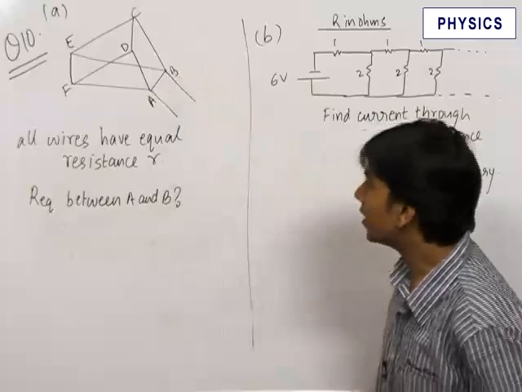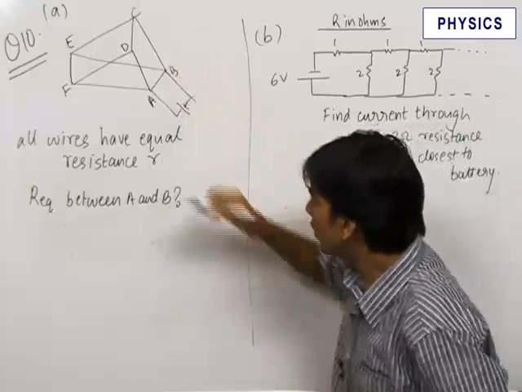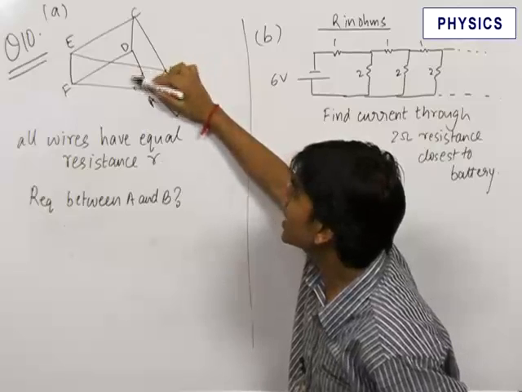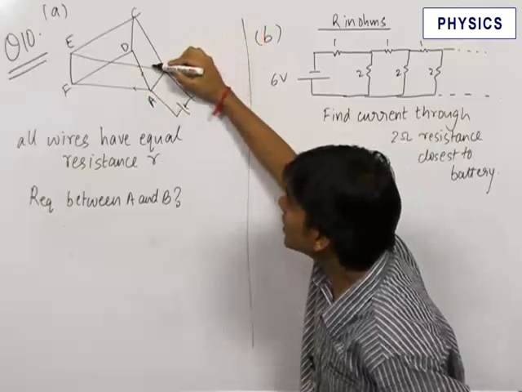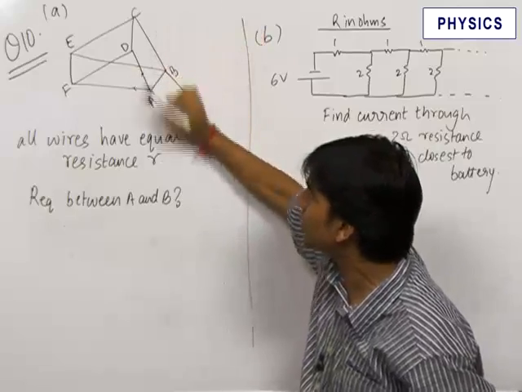So for finding out the R equivalent between A and B, imagine that you are putting up a cell over here. Now when you put a cell, current will go into this wire and this wire. These two wires are exactly equivalent. Again, these two wires are exactly equivalent. There is no biasness between these two wires. Therefore, same current will go into these wires.